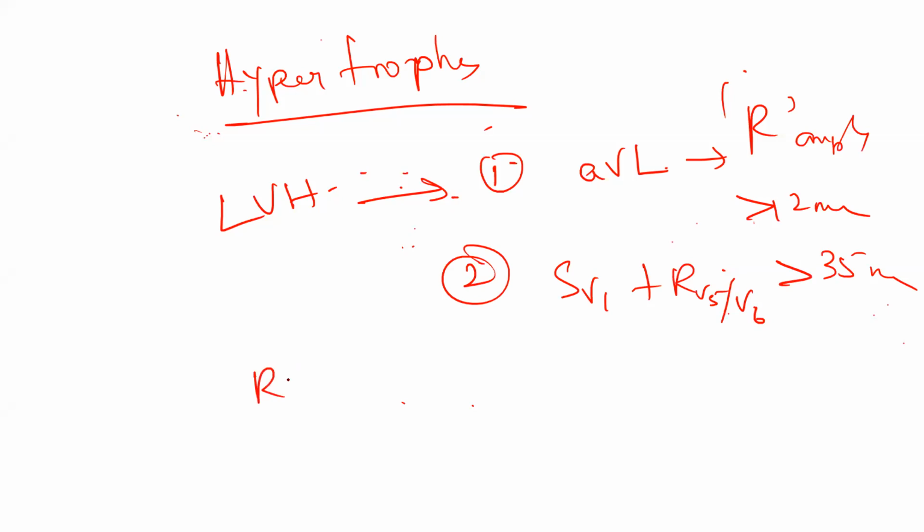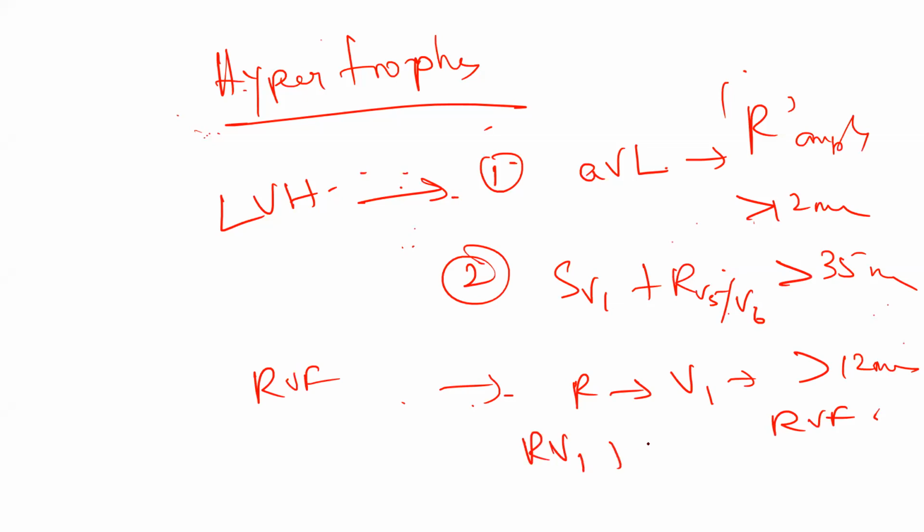Similarly, for RVH, if the R wave in V1 is more than 12 mm, it is going to be RVH. Simple. Or RV1 plus SV6 more than 15, right ventricular hypertrophy. Very easy to remember.